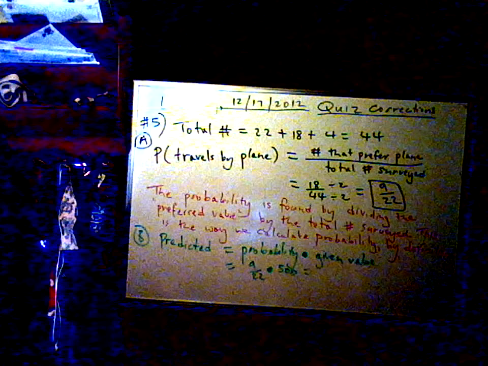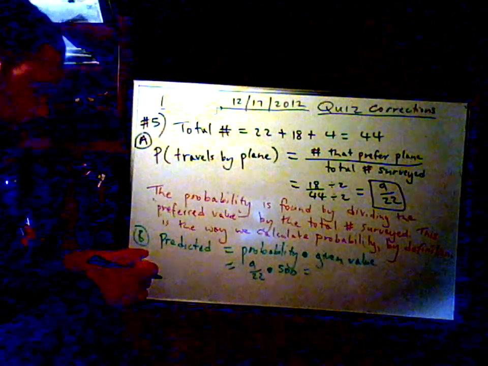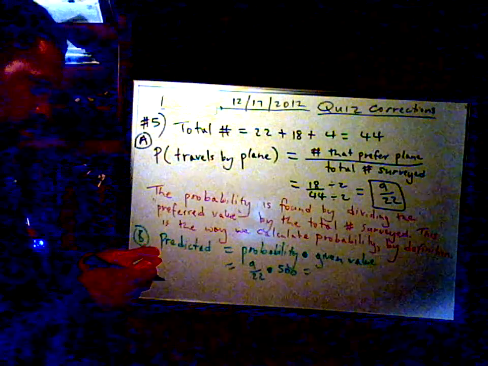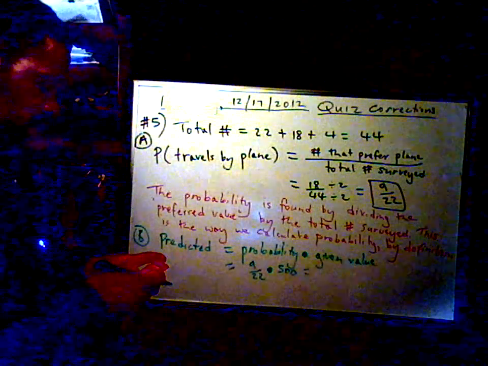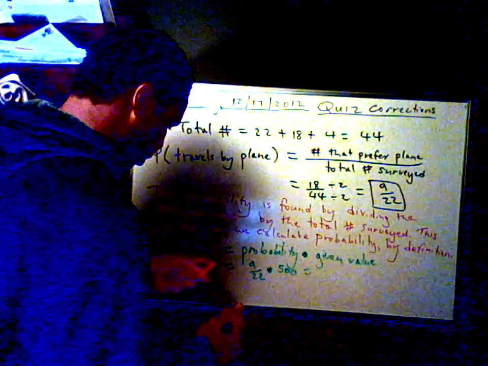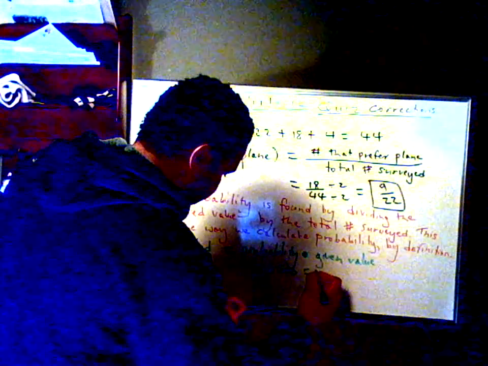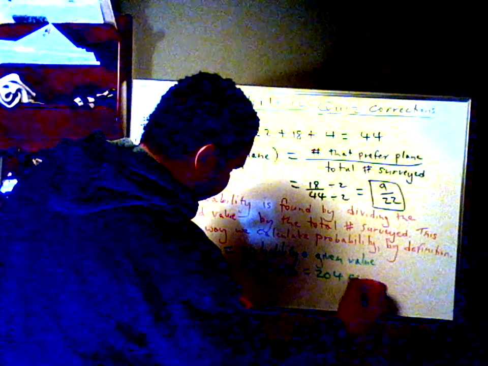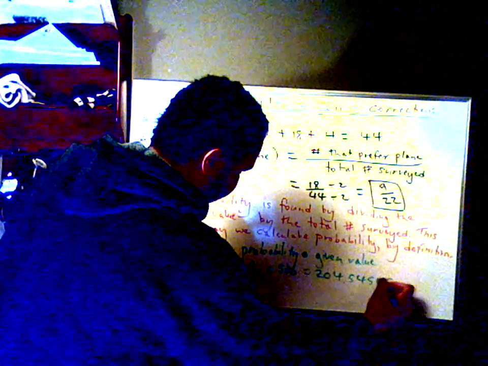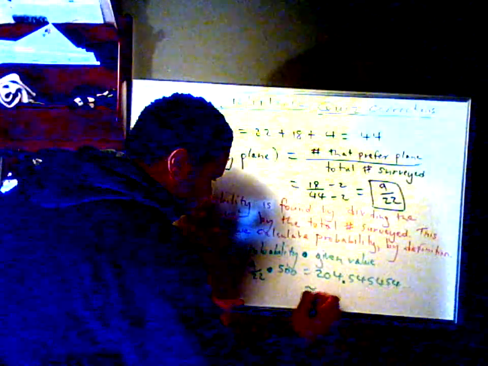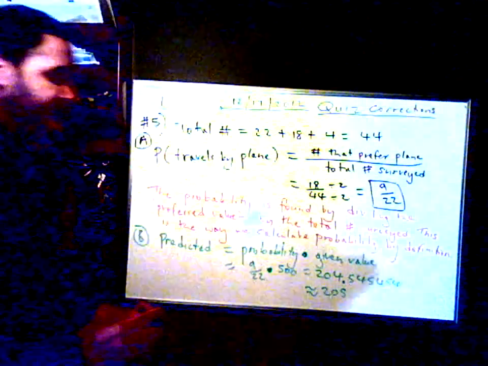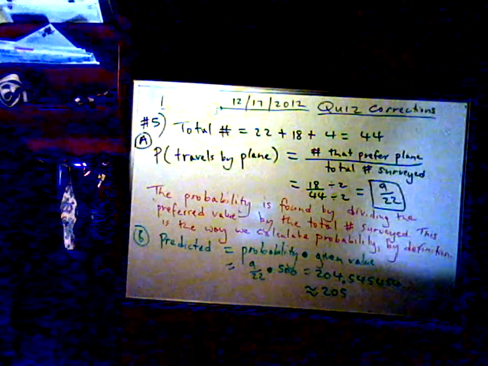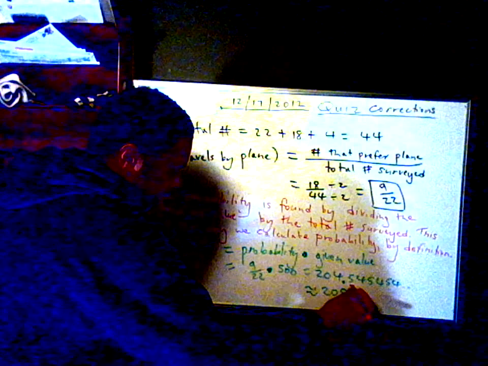Okay, and so you're not going to get a whole number when you do this. So you're going to take 9 out of 22, and you're going to multiply that by 500. Okay, and so the calculator is going to show you 204.545454, and so on. And we know that that's approximately equal to 205. You round up because the 5 is bigger than 4. So for 5 or more, you round up.